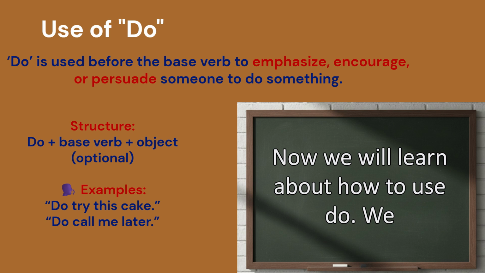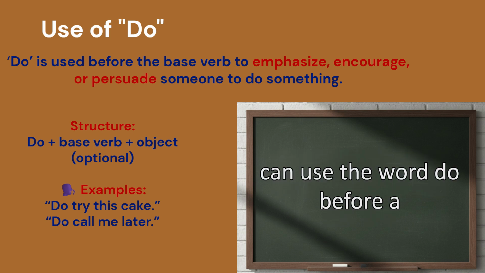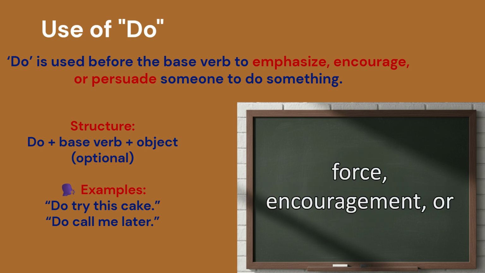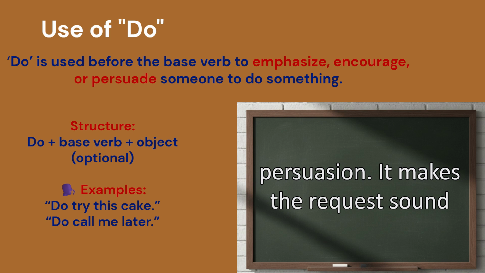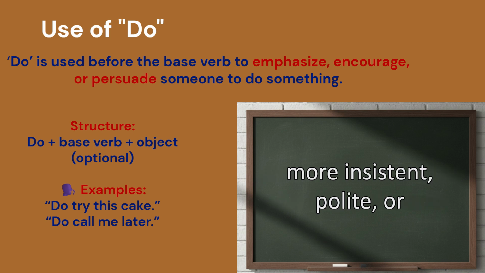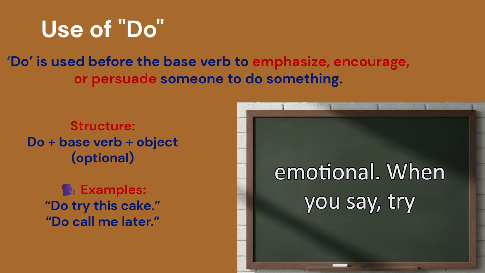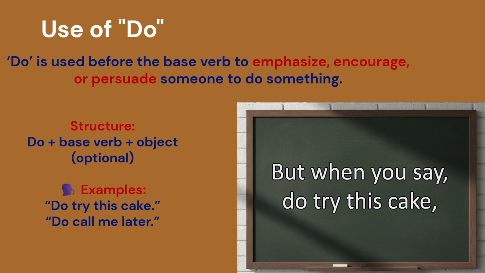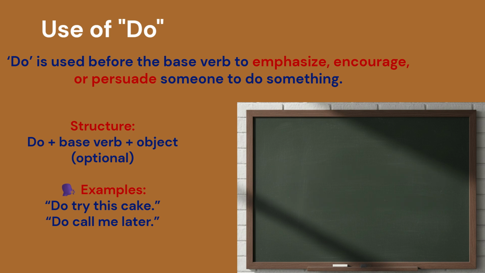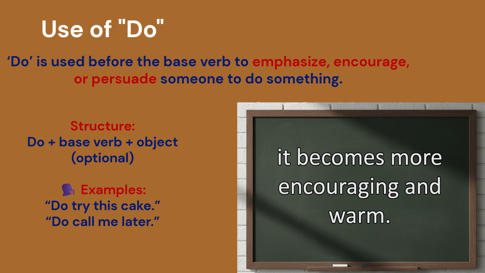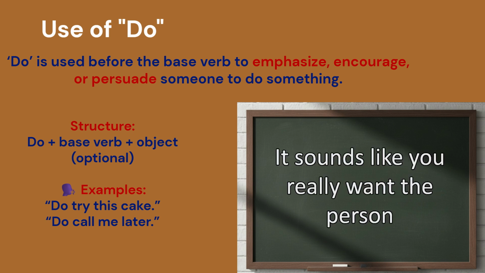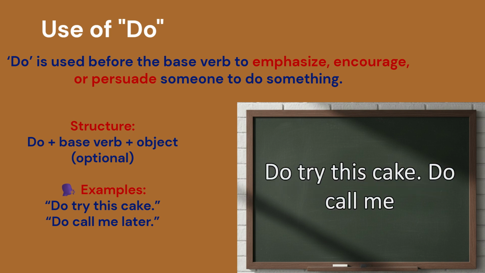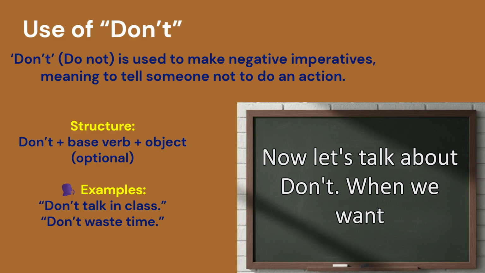Now we will learn about how to use do. We can use the word do before a verb in an imperative sentence to add force, encouragement, or persuasion. It makes the request sound more insistent, polite, or emotional. When you say, try this cake, it's a simple suggestion. But when you say, do try this cake, it becomes more encouraging and warm. It sounds like you really want the person to do it. Examples: do try this cake. Do call me later.